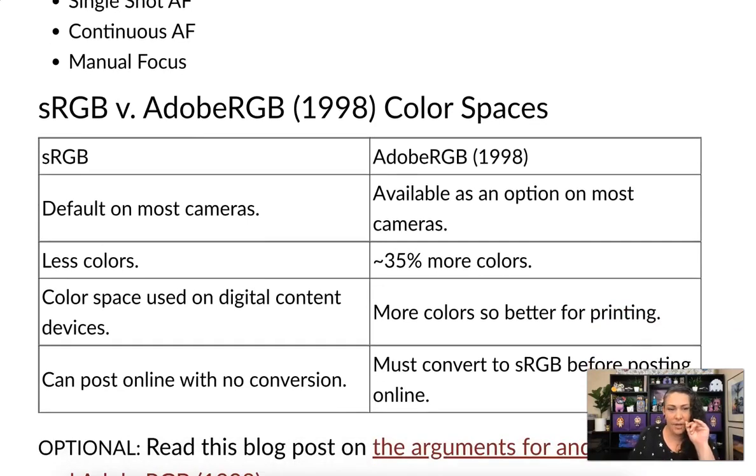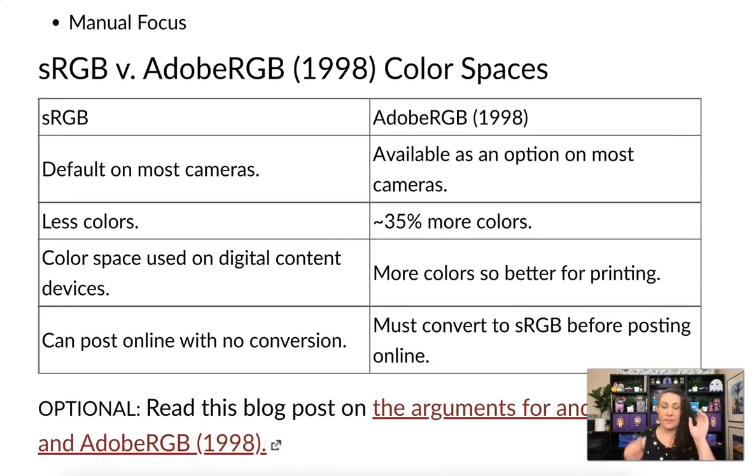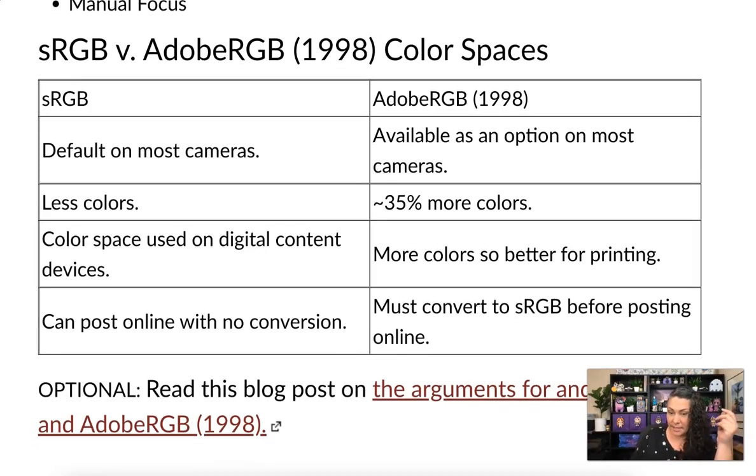This is the last part here. So we have, and one of the most important things actually, color spaces. Most cameras come with two options for color spaces: sRGB or Adobe RGB 1998. Now there's some pros and cons, and people argue about which one's best all the time. As I've said over and over, it really just depends on the situation. There's great times to use sRGB, there's great times to use Adobe RGB.